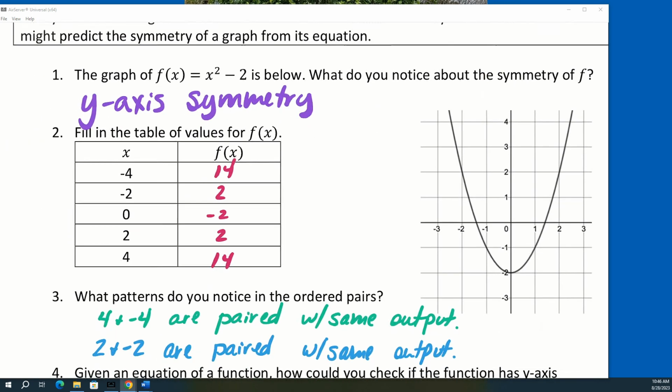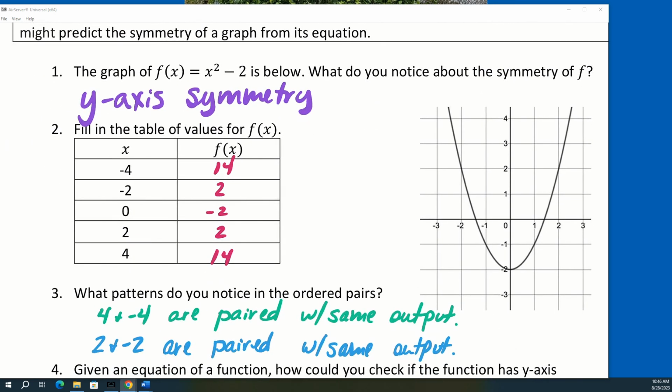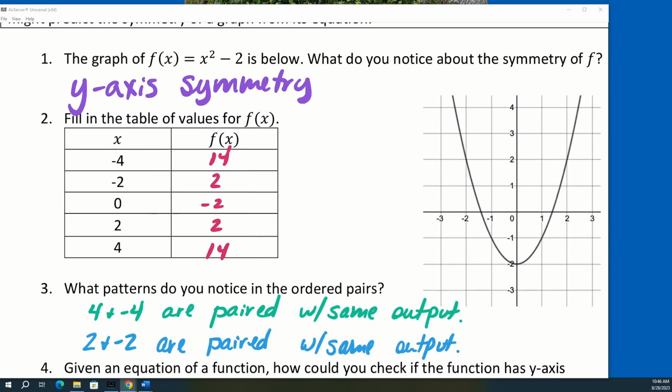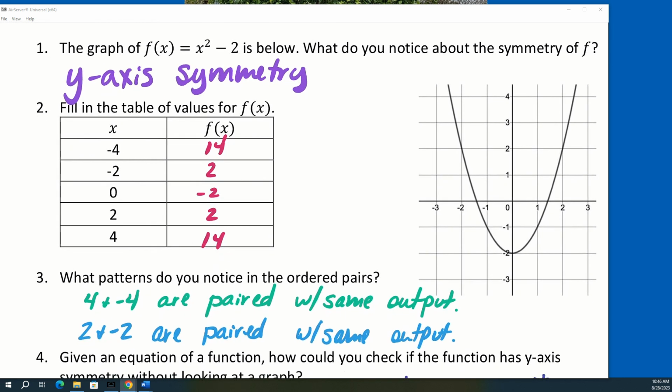All right, so the first type of symmetry is a symmetry I think you should have recognized as y-axis symmetry. That's something that you've done many times throughout your math career. And so hopefully you notice that 4 and -4 are paired with the same output, and 2 and -2 are also paired with the same output. That's going to happen when you have y-axis symmetry.